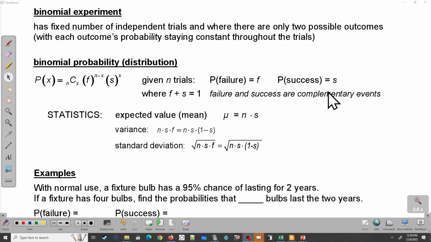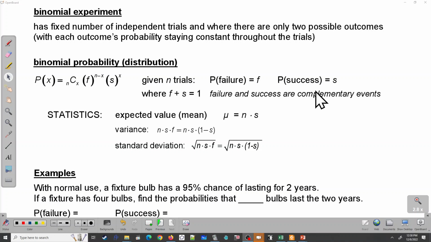Let's give a very simple example. I'm going to roll a die 5 times. That fixed number would be the 5 because each die roll is independent of each other. My goal is to roll a 1. In this particular case, success will occur 1/6 of the time. Failure will occur 5/6 of the time.